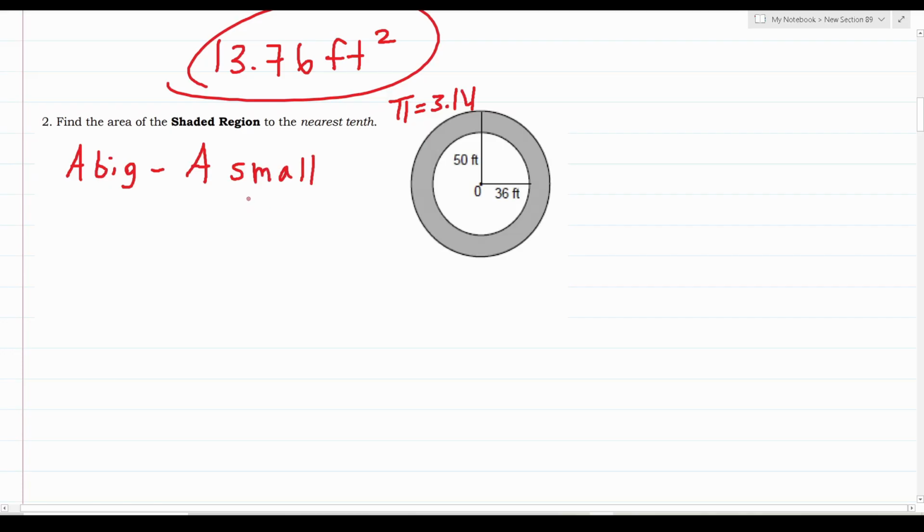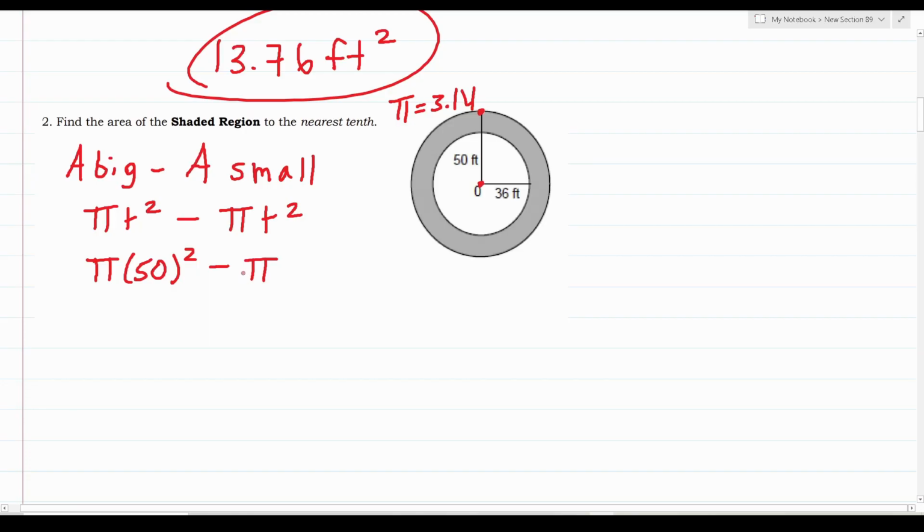Well, how do you find the area of circles in general? That's pi r squared. So this will become pi r squared minus pi r squared. And the only thing we have to do now is identify the radius of the big circle as well as the radius of the small circle. Again, the radius is defined as the distance from the edge of the circle to the center point of the circle. So the distance from here to here is the radius of our big circle, and we can see that that is 50. So this becomes pi 50 squared minus pi.